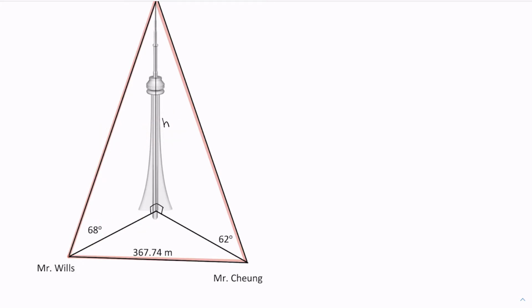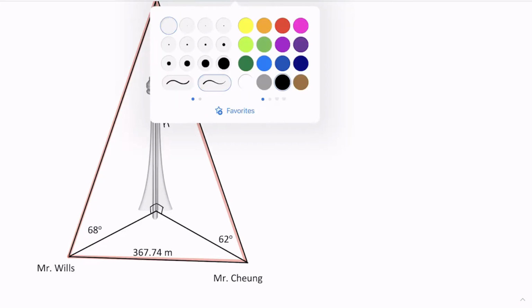And again, I'm stuck. Sine law doesn't apply here because it is a right angle triangle, so it makes no sense in trying to use that. But I do have this information here on the bottom. Think of this triangle as lying on the floor, and all you know about it is that it is 367.74 meters between Mr. Wills and Mr. Chung. Now, let me take that triangle on the bottom out of the picture.